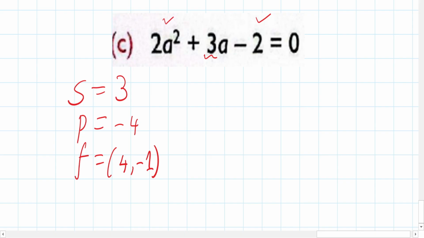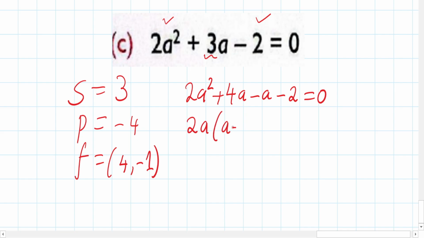So the 3a is going to be divided into 2. So you're going to get 2a squared plus 4a minus a minus 2 equal to 0. Okay, and if you factor 2a squared and 4a, you're going to factor this way: 2a into bracket a plus 2, and for the other one the common factor is negative 1, and it is also going to become a plus 2, which is equal to 0.